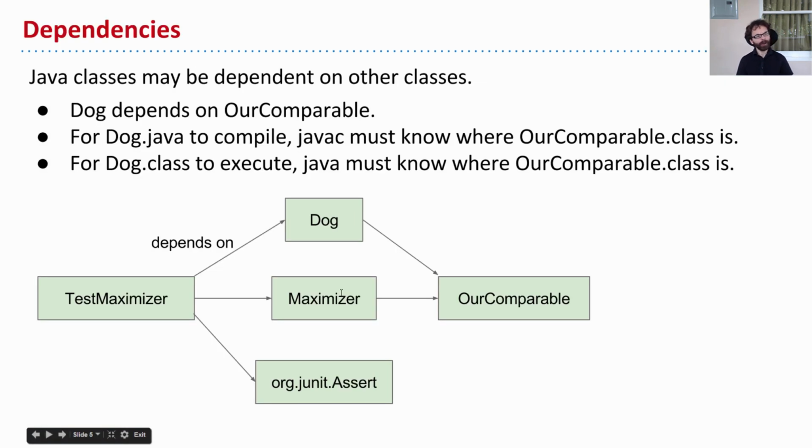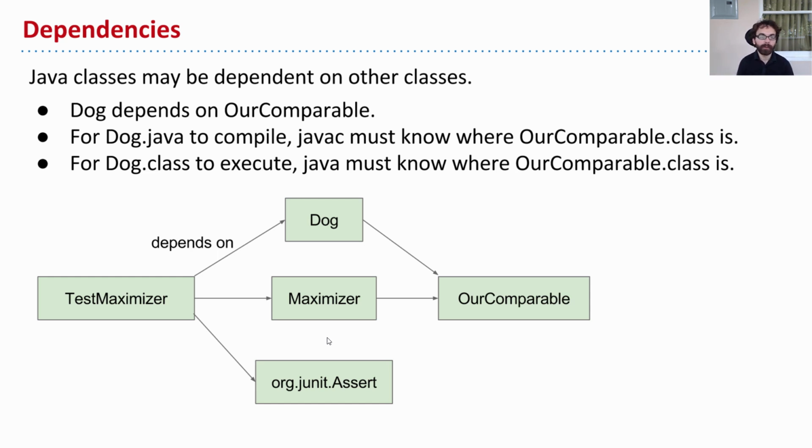So let's start by giving some motivation for why these are ever going to come up today. Java classes, right? So we know they could be dependent on other classes. For example, in last lecture, we wrote Dog, and Dog implemented Comparable. We could write a TestMaximizer class that makes sure that the Maximizer class works appropriately, and it might use the Maximizer class, the Dog class, as well as this JUnit class called org.junit.Assert, right? No surprises. Of course, classes may implement, extend, or just use other classes, okay?